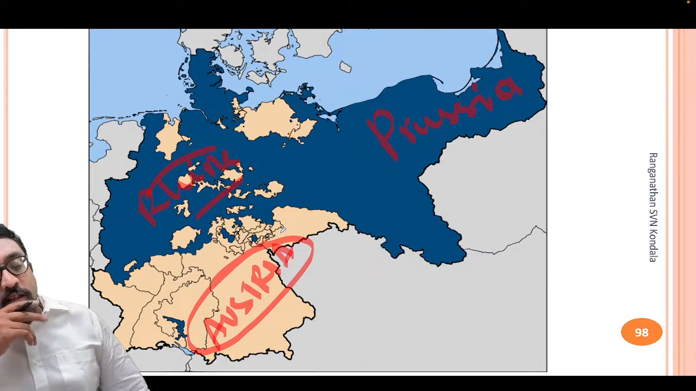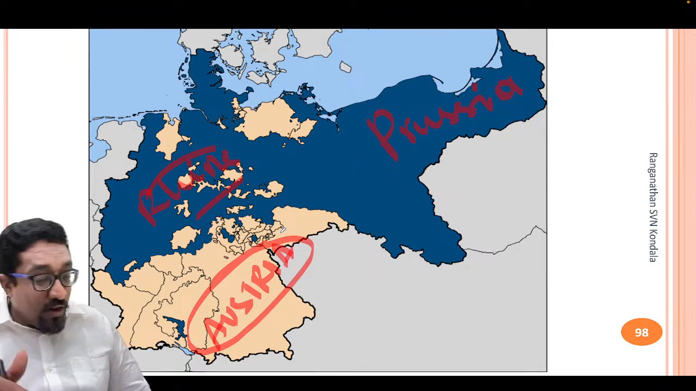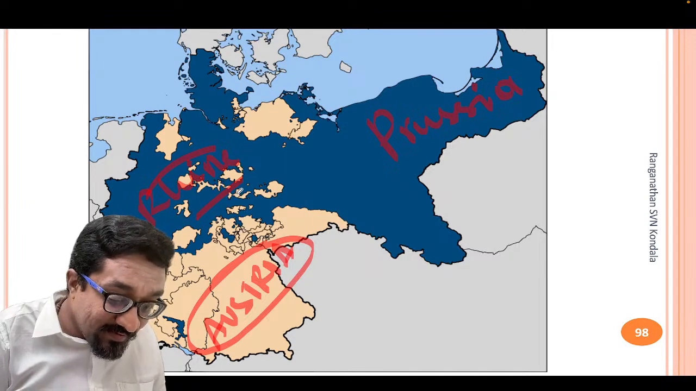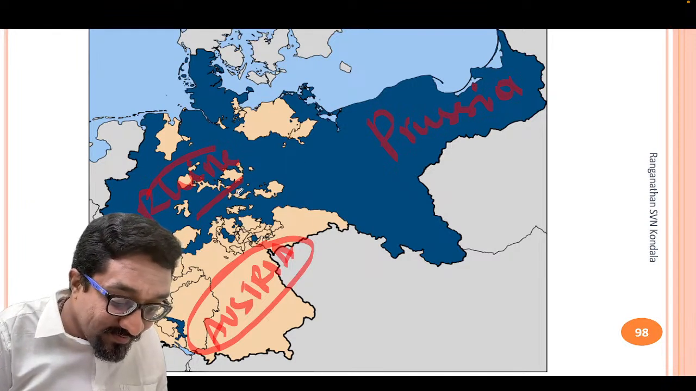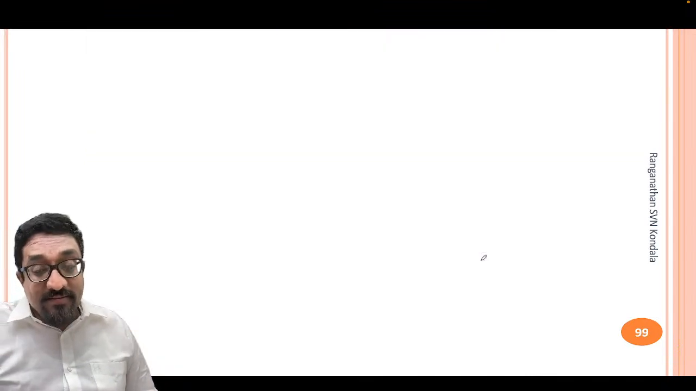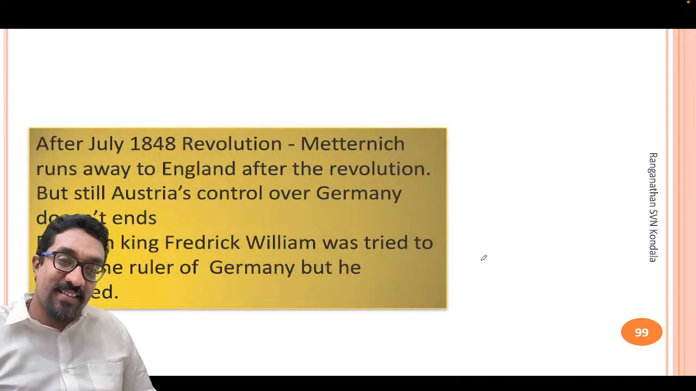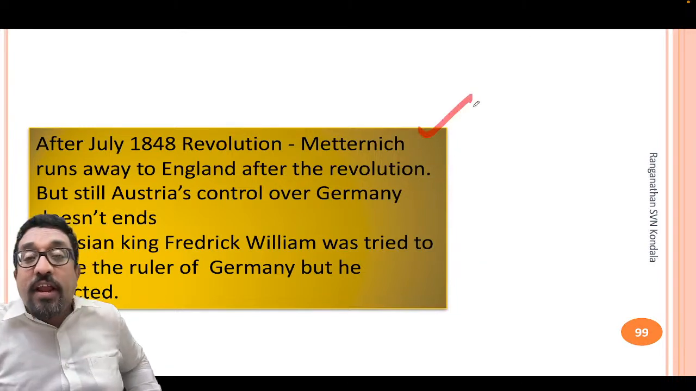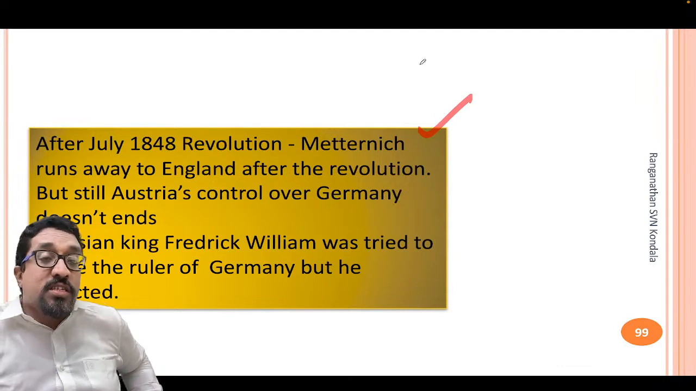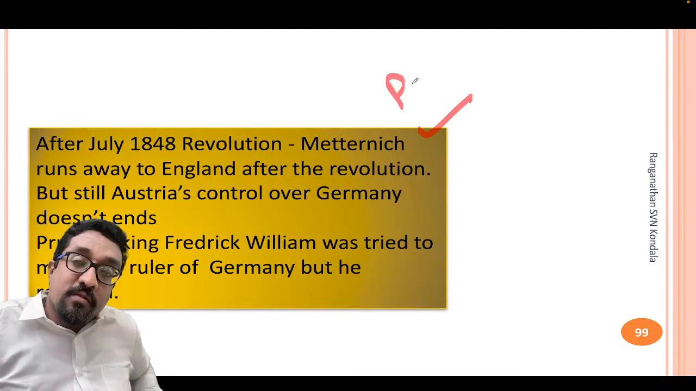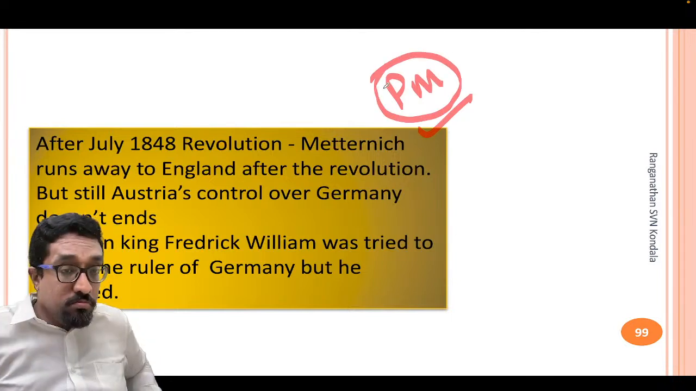Austria तो बिल्कुल अलग ही हो गया था ना. You can observe this. Austria has virtually become separate. And after 1848 revolution, Metternich system gone. Austrian Prime Minister Clemens von Metternich is gone.